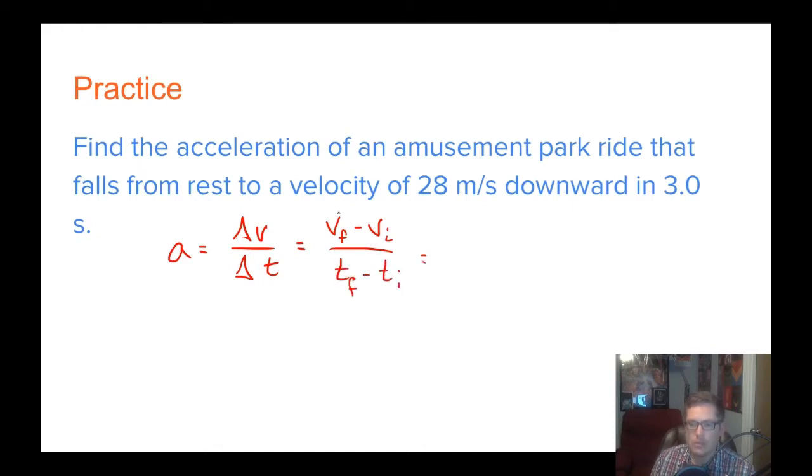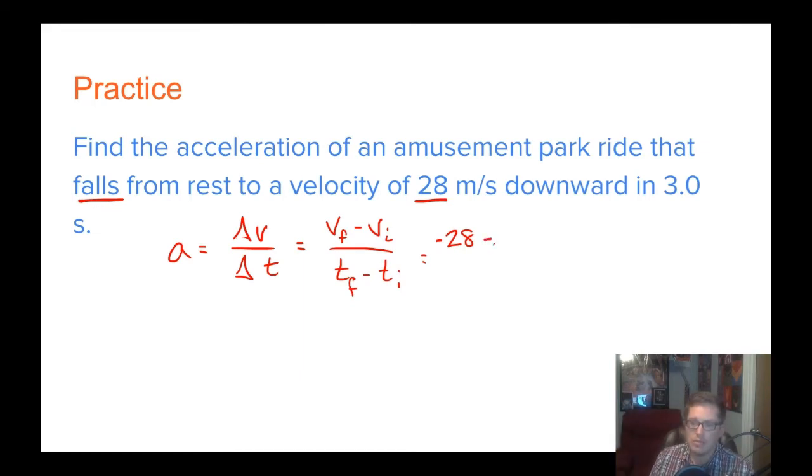So the final velocity is equal to 28. It says right there, so we put 28 here. But now let's think about this. We've got an amusement park ride, and it says that it falls from rest. So what is our 28 value? Well, it has to be negative because we're falling. Remember, we defined in this unit that right and up is positive and down and left is negative. So because we're going down, it has to be a negative 28.